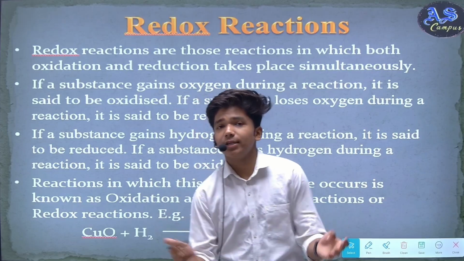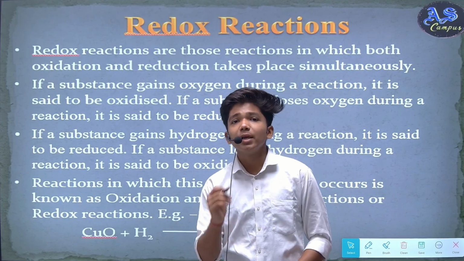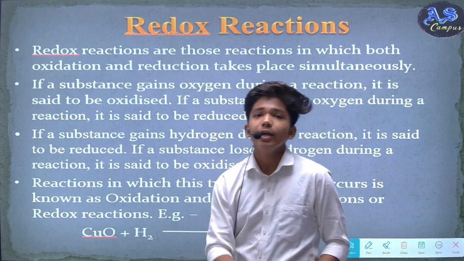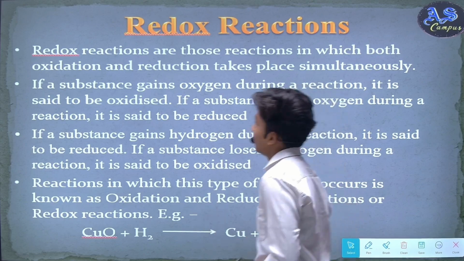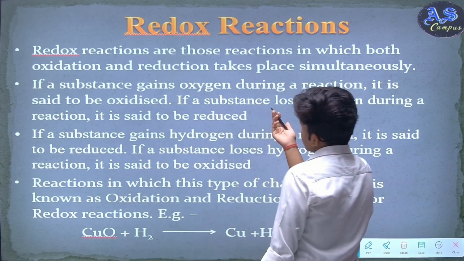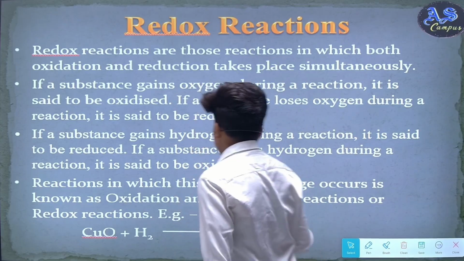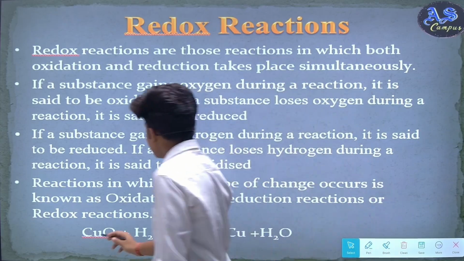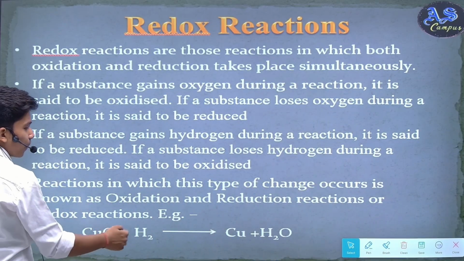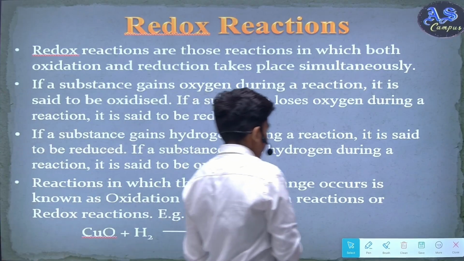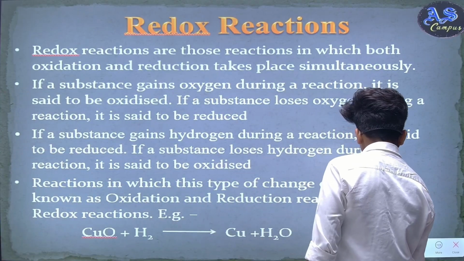I'm saying the word oxidation state. What does it mean? It means the valency. It means the ability to gain or lose electrons of an ion. So if a substance gains oxygen, it is oxidation, and if a substance loses oxygen, it is reduction. For example, this is a redox reaction: CuO plus H2 gives Cu plus H2O.